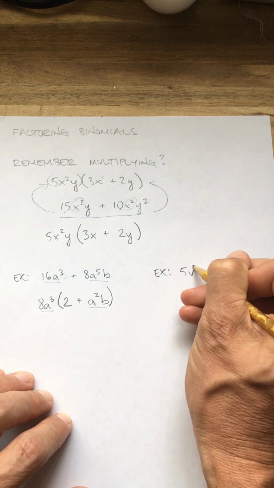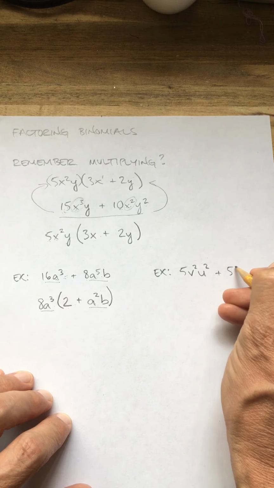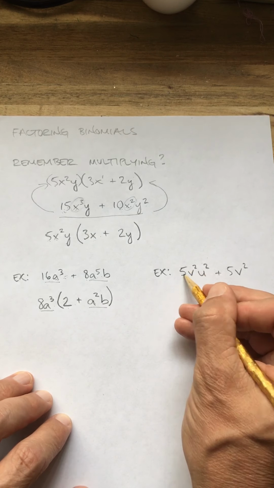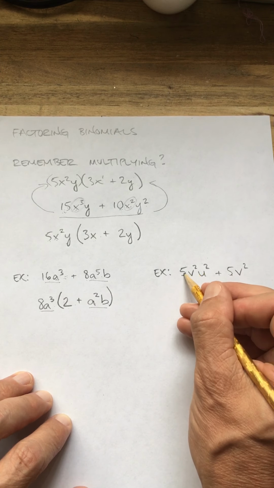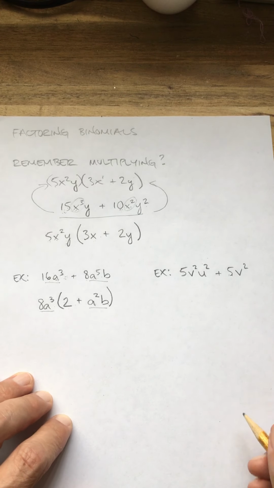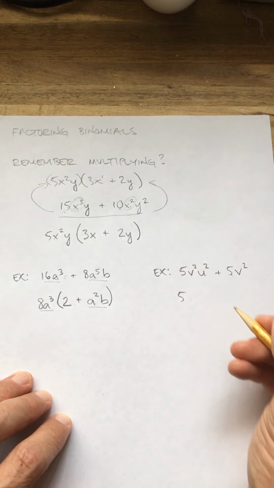5v squared u squared plus 5v squared. Okay, here we go. Let's look at the 5s. What's the biggest that you could take out of both of them? What's the biggest number that this one and this one have in common with itself? That's right, a 5, so you put a 5 down.